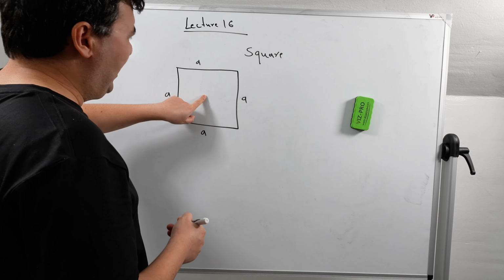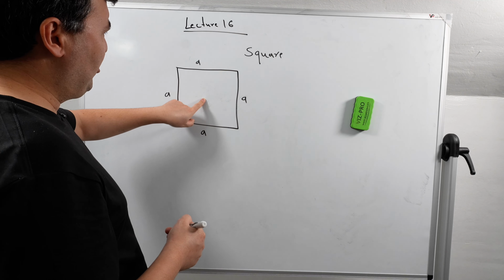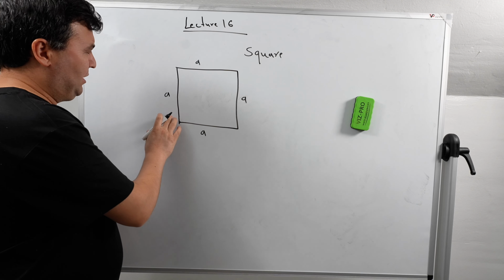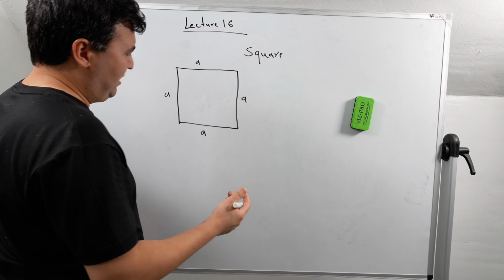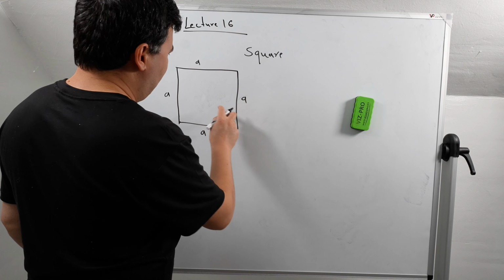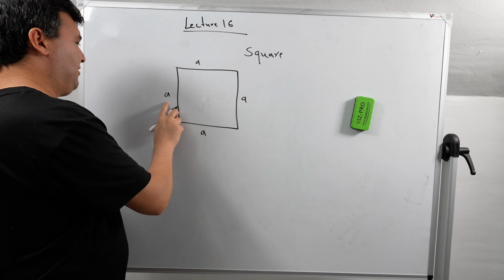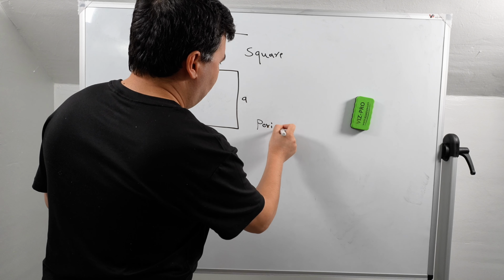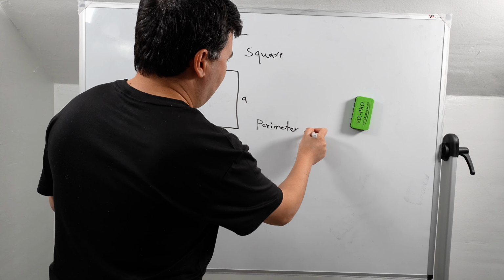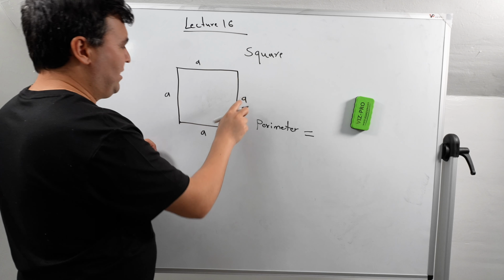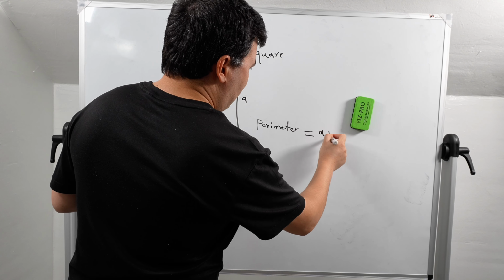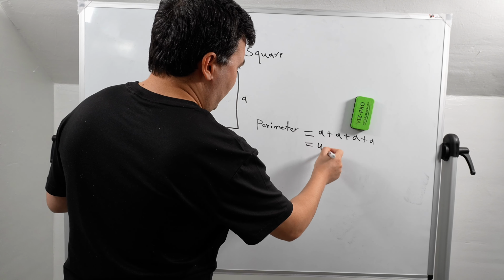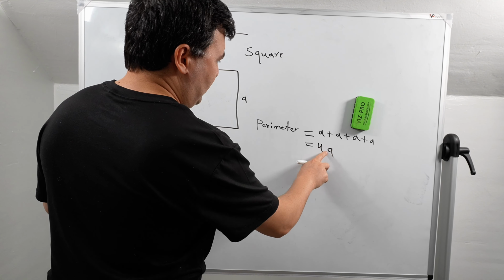So if we want to calculate the perimeter of this square, if one side is A, another side is A, another side is A, another side is A, then the perimeter of this square is equal to A plus A plus A plus A. So it becomes equal to 4A. That's the formula.